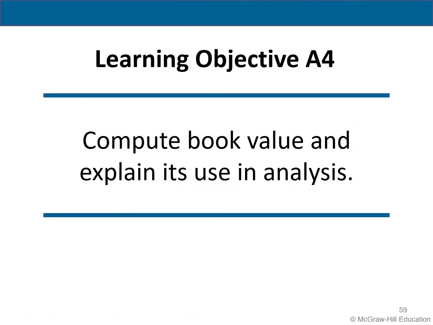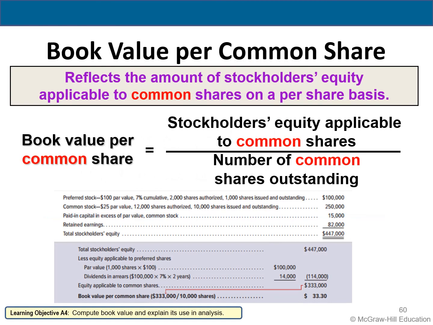All right, and then the book value per share. Book value per share reflects the amount of stockholders' equity applicable to common shares on a per share basis. It's the stockholders' equity applicable to common shares divided by the number of common shares outstanding. So in this case, if the equity applicable to common shares is 333,000 and there are 10,000 shares, your book value per share is $33.30.